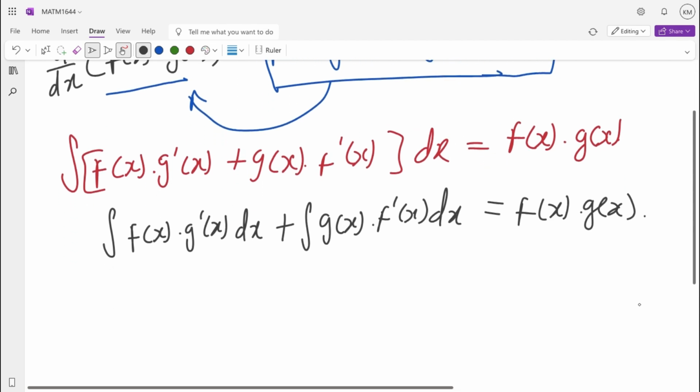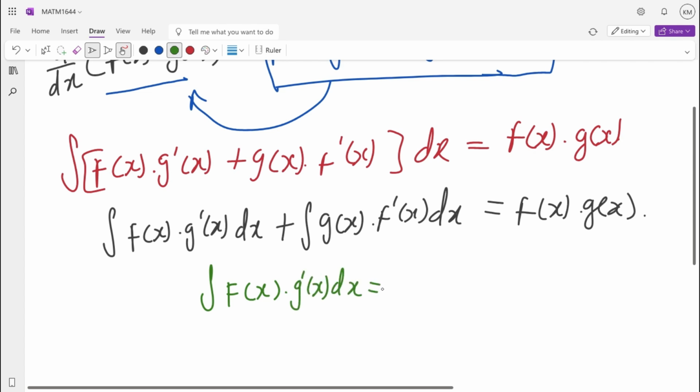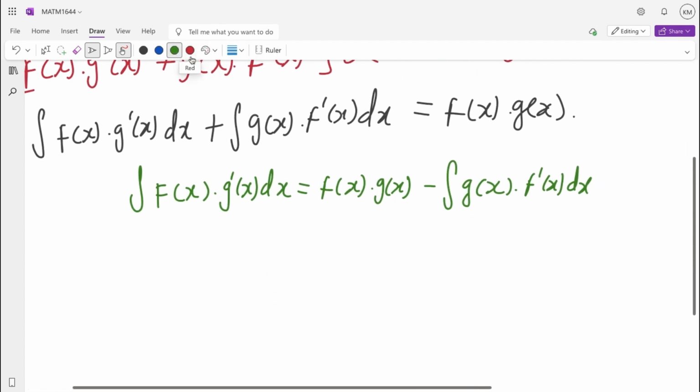Okay, so now we can do a little bit of a trick. Maybe take this one to the right hand side. If we take that one to the right hand side, we're basically going to have on our left side an integral of f of x times g prime of x dx, which will be equal to f of x times g of x minus the integral of g of x times f prime of x dx. So this term, when we take it to the right hand side, becomes negative, which is what I have right there. Okay, so in particular what we have right here is the formula for integration by parts.